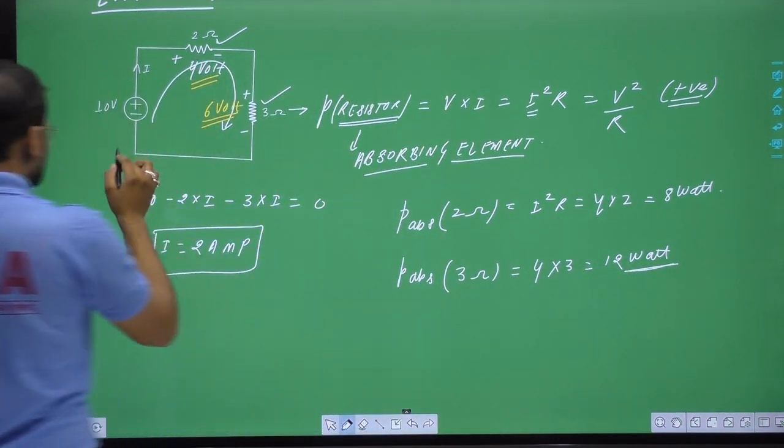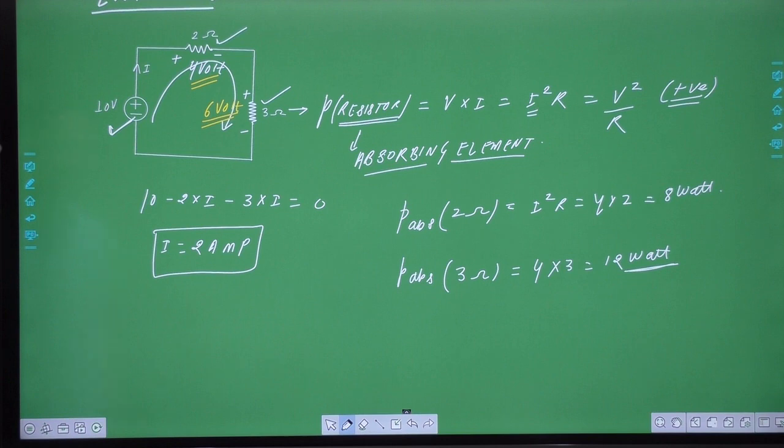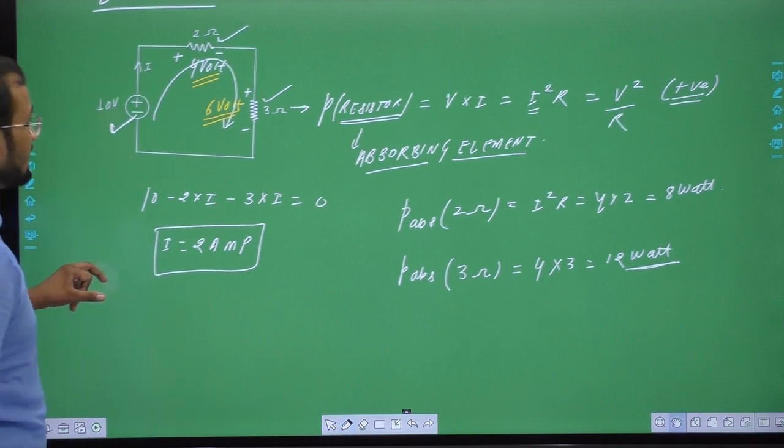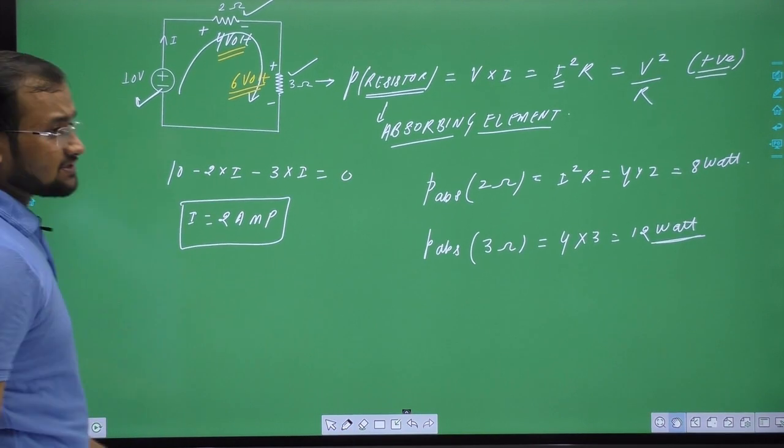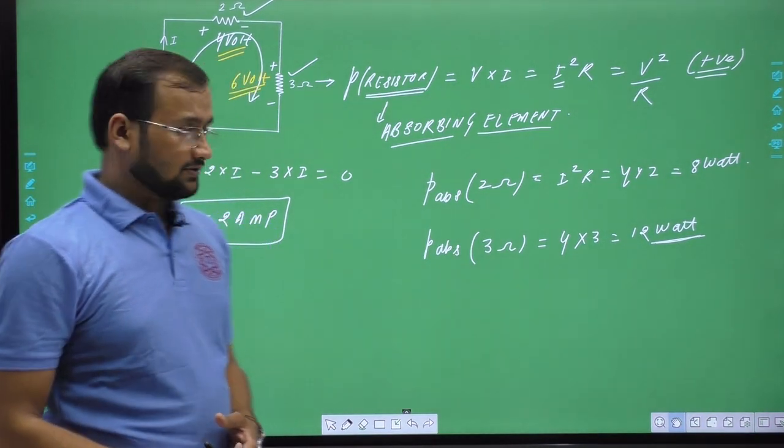Generally these are the active sources. Voltage sources and current sources are active sources, so they will deliver power. In some cases they may also absorb power.